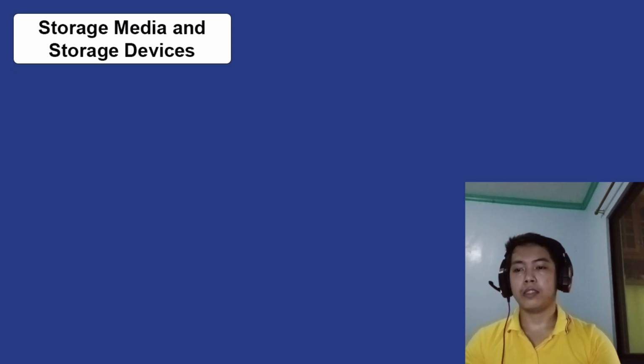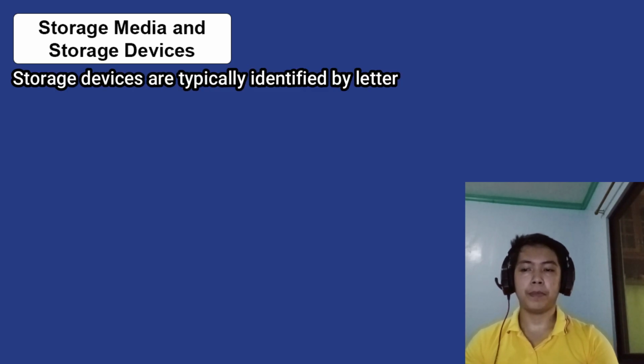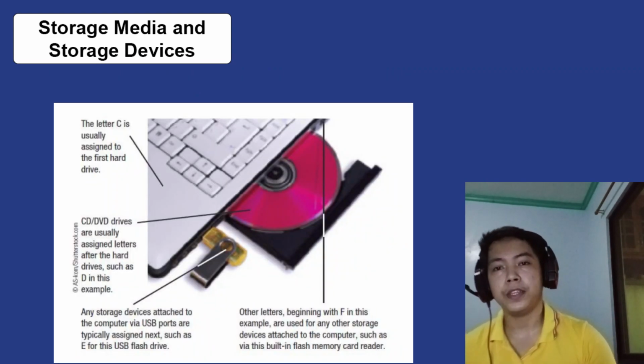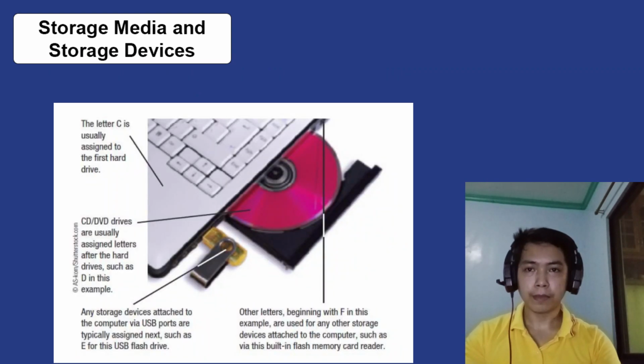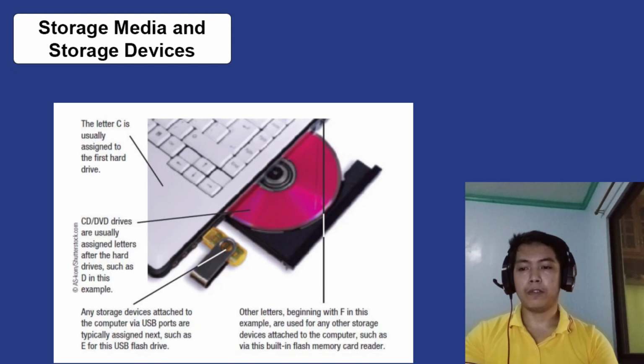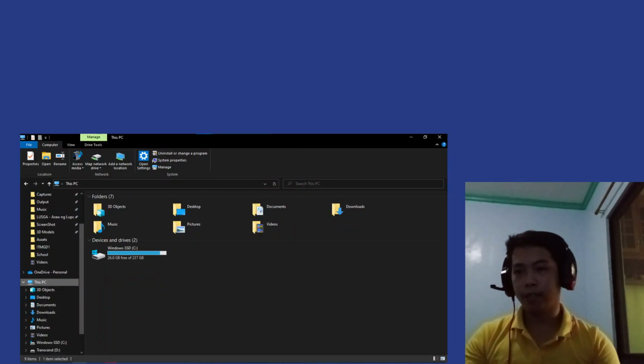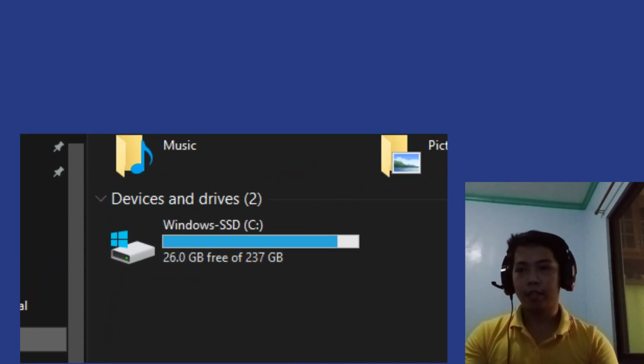Next, a storage device is typically identified by a letter. As you can see in this figure, the letter C is usually assigned to the first hard drive. I will demonstrate it here on my computer. As you can see here, there's Windows SSD. It is called the drive C, the C drive.